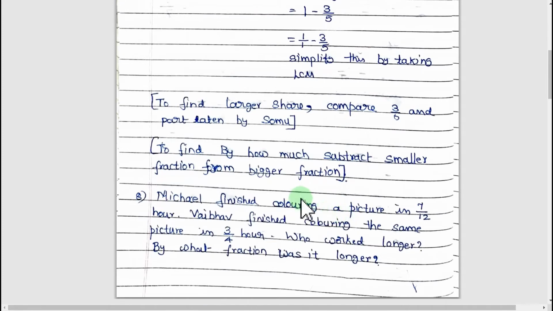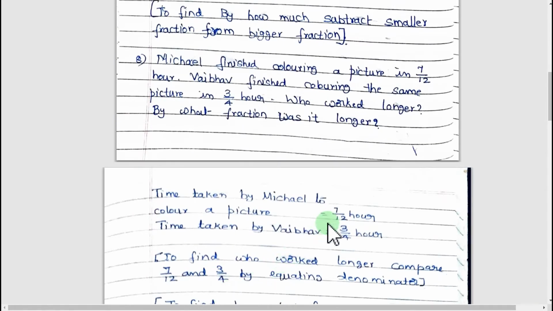So next question. Michael finished coloring a picture in 7 by 12 hour. Vaibhav finished coloring the same picture in 3 by 4 hour. Who worked longer? By what fraction was it longer? When you read the question, who worked longer, how to find out? Again we have to compare these two fractions. See, the time taken by Michael to color a picture is 7 by 12 hour. The time taken by Vaibhav is 3 by 4 hour.